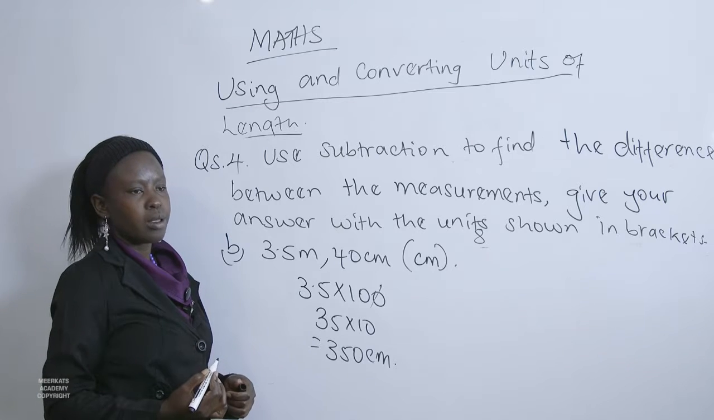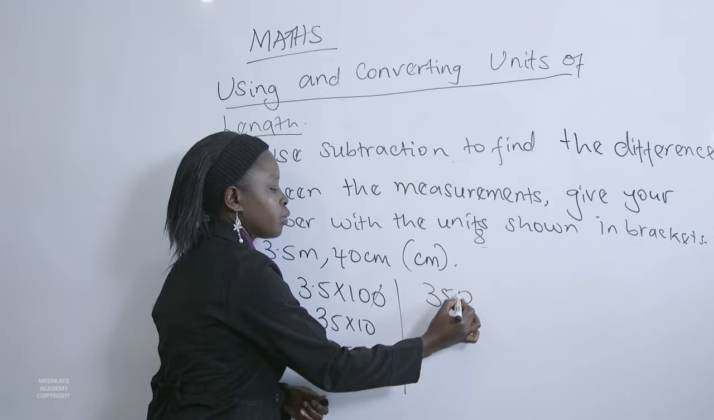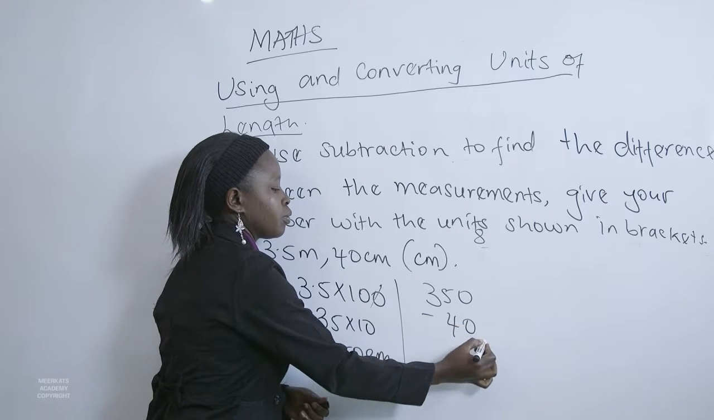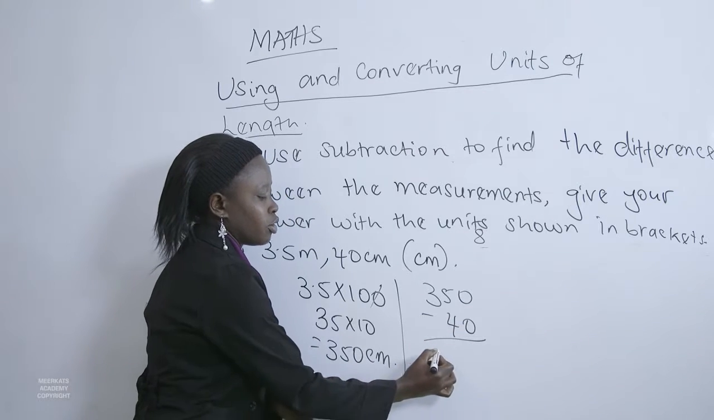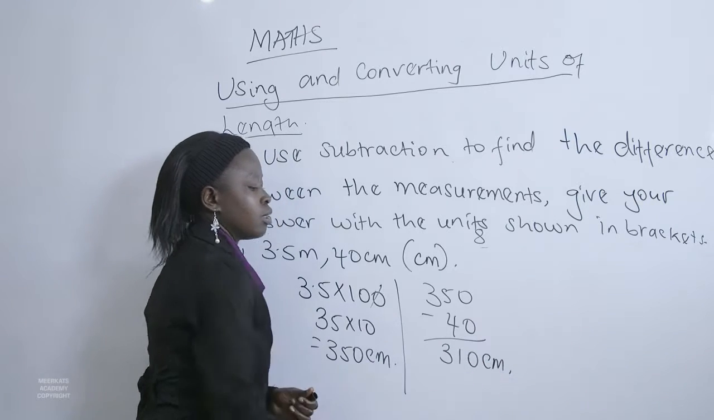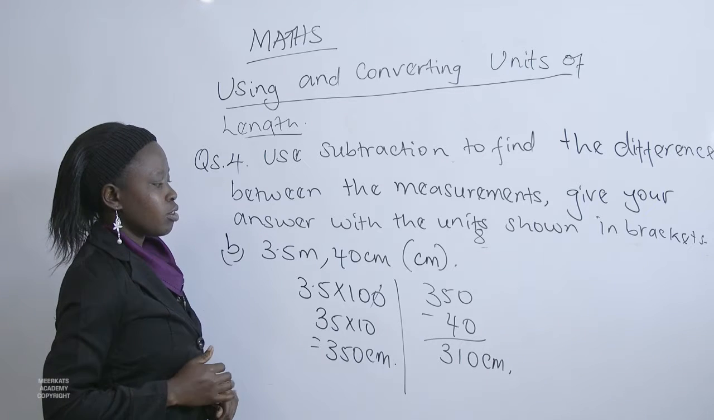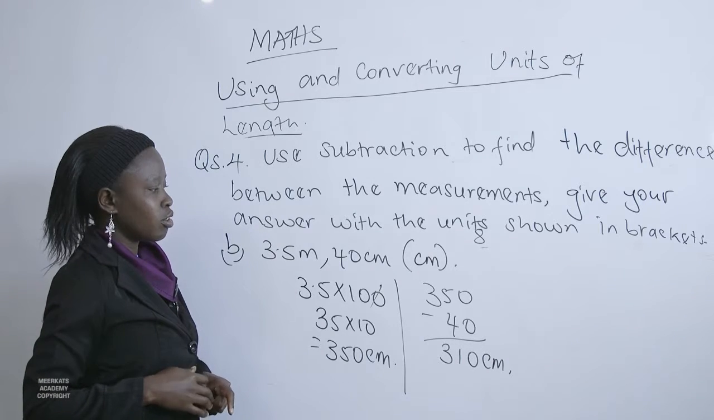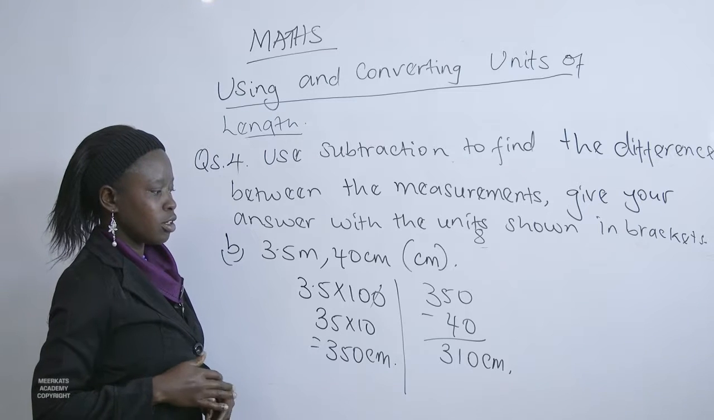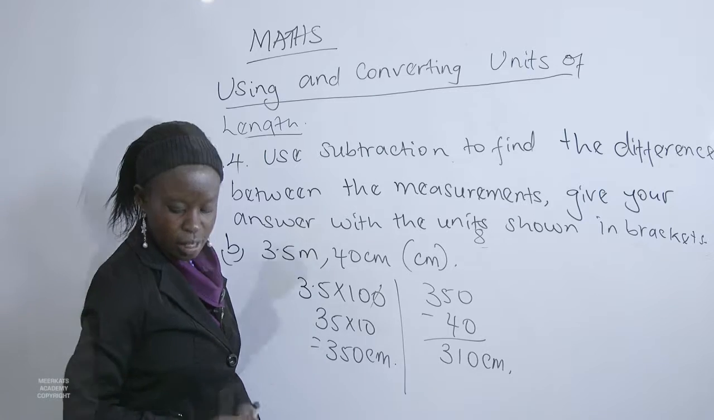Remember, we are subtracting. So that means we have 350 minus 40. And 350 minus 40 gives us 310 centimeters. So 3.5 meters minus 40 centimeters, that is 350 centimeters minus 40 centimeters, gives us 310 centimeters.